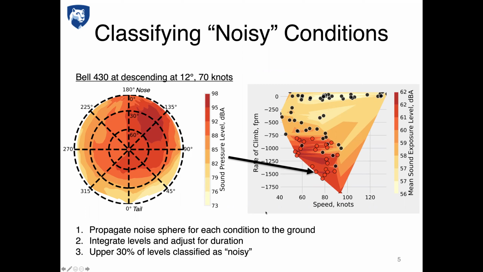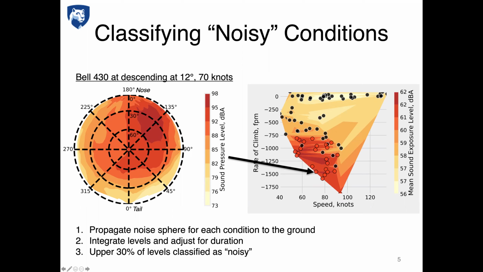We integrate that into a noise level, which we then adjust for duration. As the helicopter travels faster, we can say it's going to fly over any given observer for a shorter period of time, and therefore something like the sound exposure level would be reduced, so we'll account for that too. And then we'll put these points on this map of the helicopter's operating envelope, in terms of, say, rate of climb or sink, and the speed. Each one of these dots now represents one of those points.